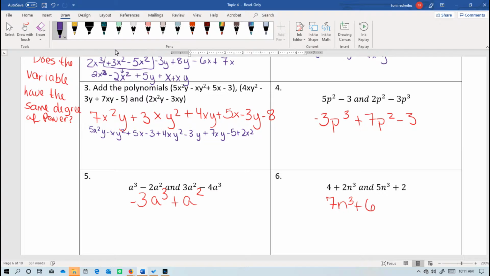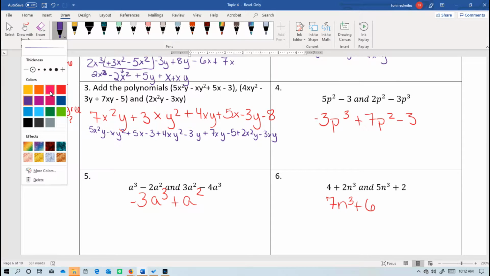Wow, this has a lot going on. I think I might use different colors. So my highest degree of power looks like it's only a 2, but I have x squared y and I have xy squared. I did x squared first, let's do y squared first this time.